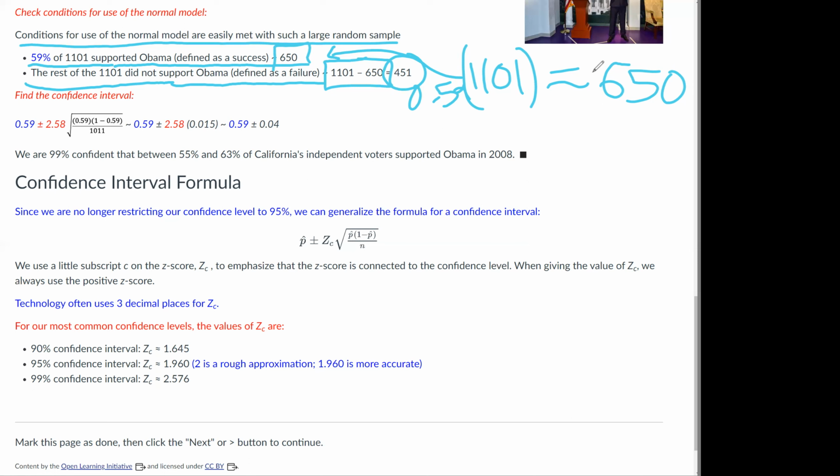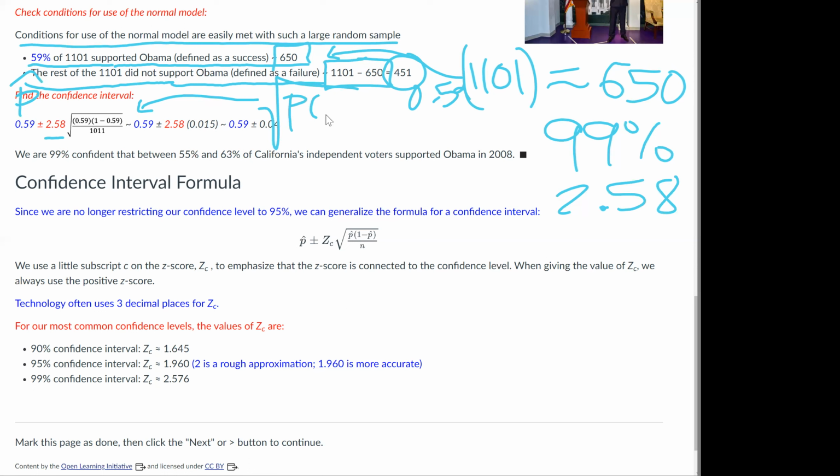In this case, we want to find it with 99% certainty. So we said the z-score for 99% confidence interval was 2.58. And that's something that you wouldn't have to calculate. You just look that up in a table or applet. So we take our p-hat, which is 0.59. That was given. 59% of them supported Barack Obama, plus or minus that z-score, 2.58 times that formula we know and love, the square root of p times 1 minus p all over n in the square root.